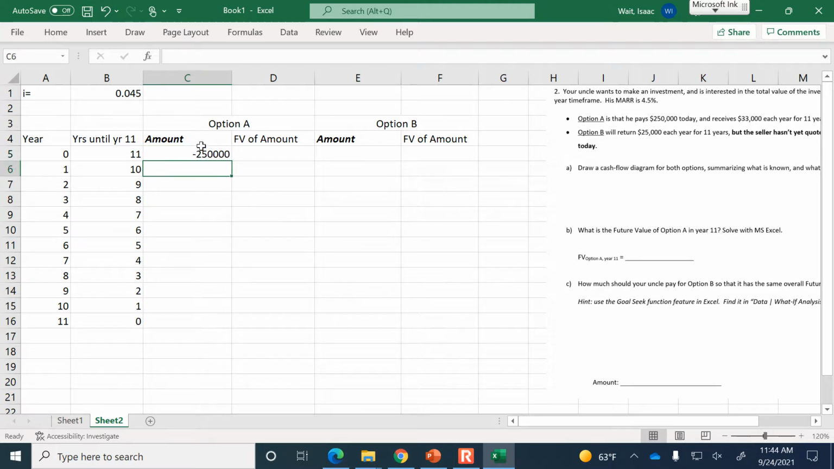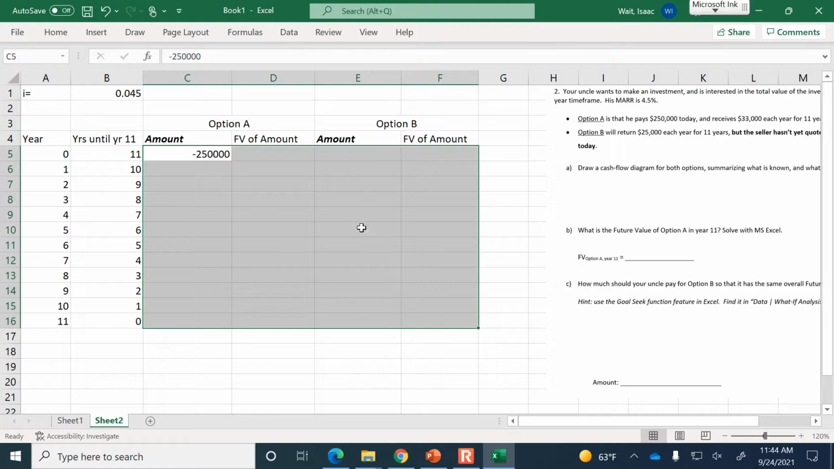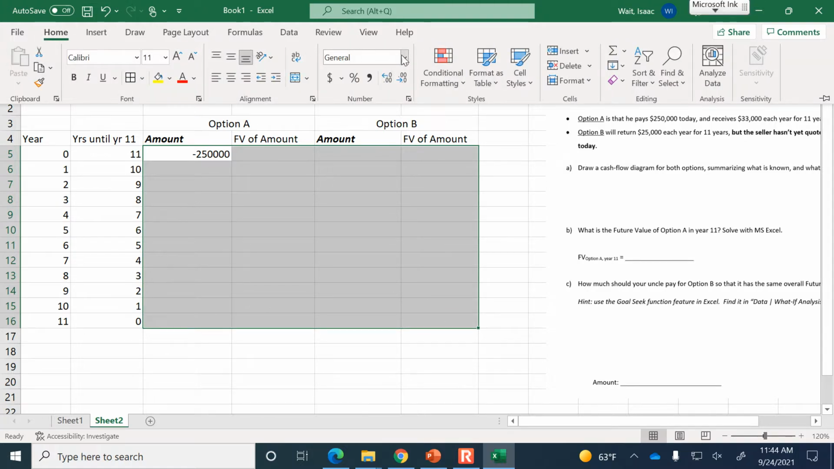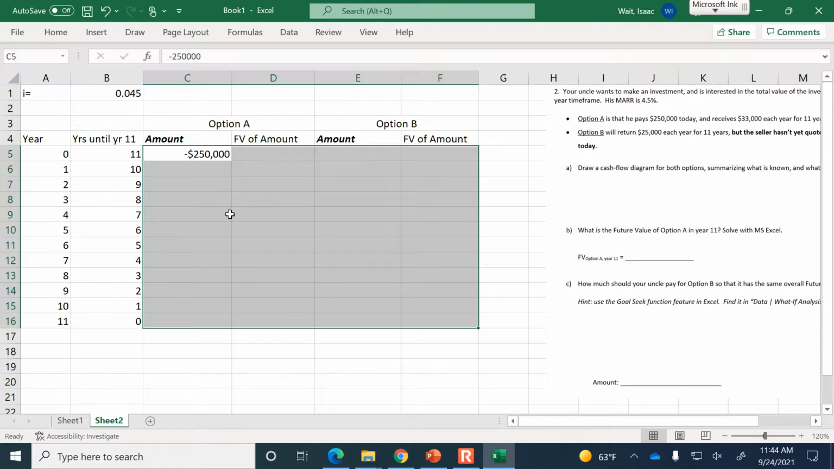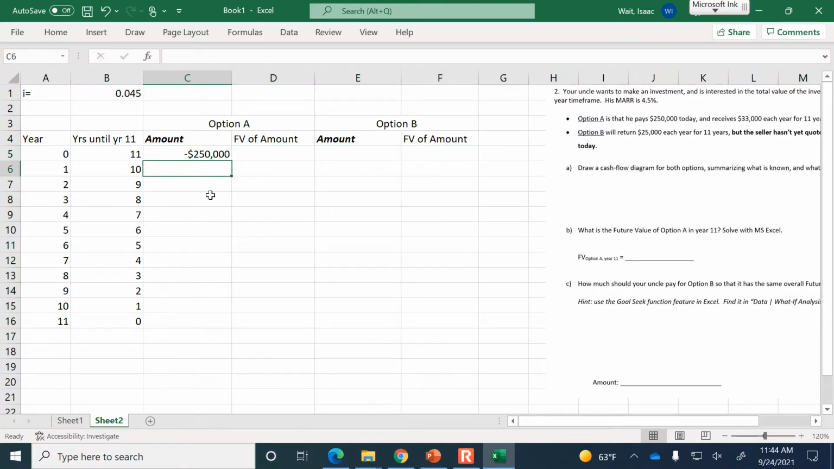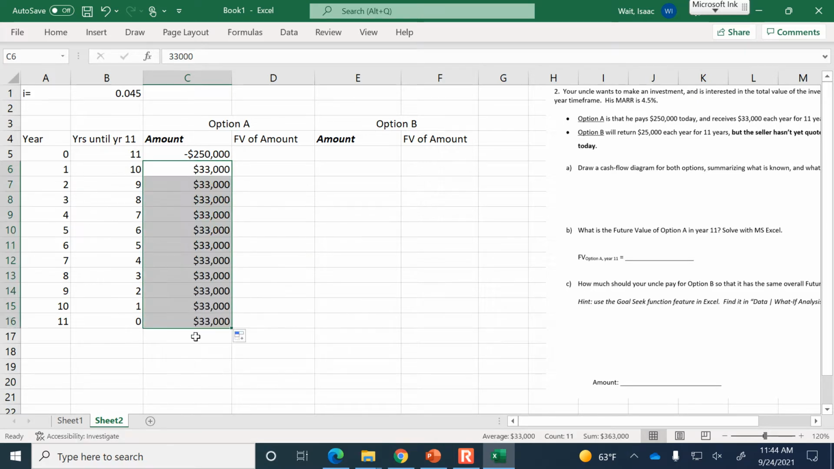And let me format all of these as currency right here at the beginning, just so that I can see more specifically if the comma is in the right place, because I'm typing in lots of zeros. So that comma lets me see that I got it right. And $33,000 each year through the remainder of the study period. Okay, and then we're going to find the total FV down here at the bottom. So then the FV of the amount, we'll do that in a minute.